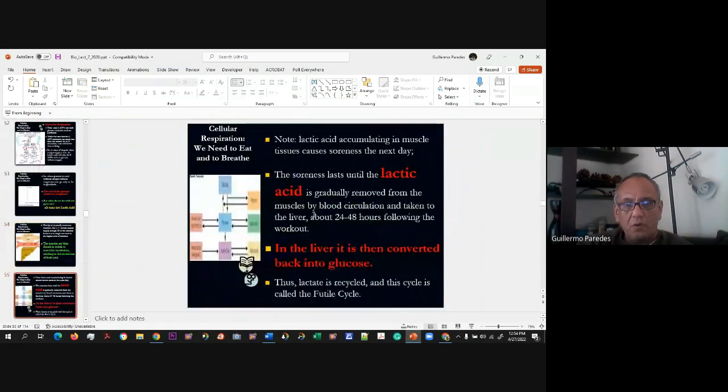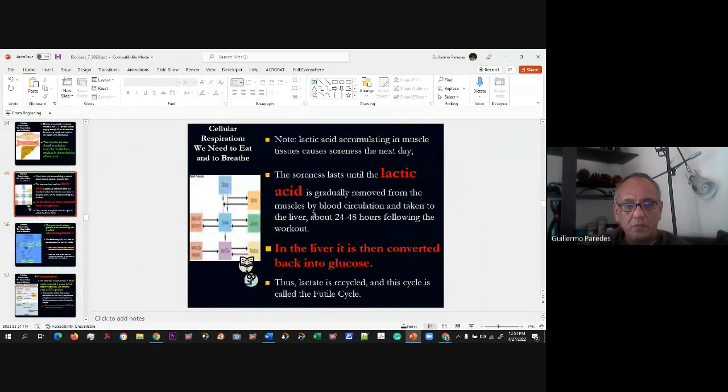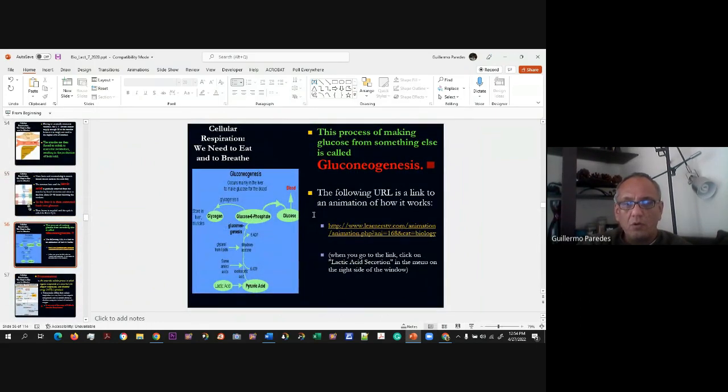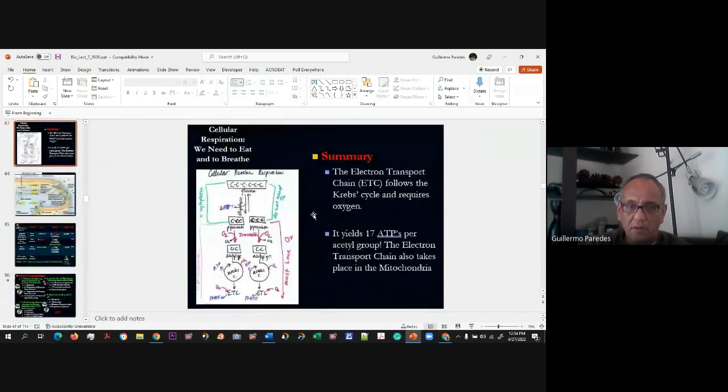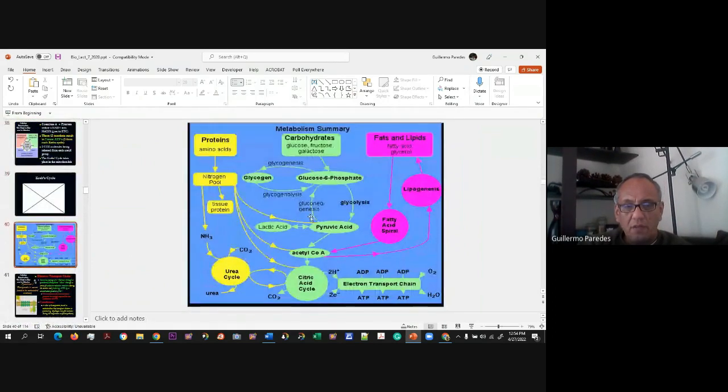Okay, so this is the lactic acid. Gluconeogenesis, are you going to mention that? Where is the gluconeogenesis? There you are. Gluconeogenesis, we are going to see that later, is where proteins are going to turn into sugar. So proteins can turn into glucose.